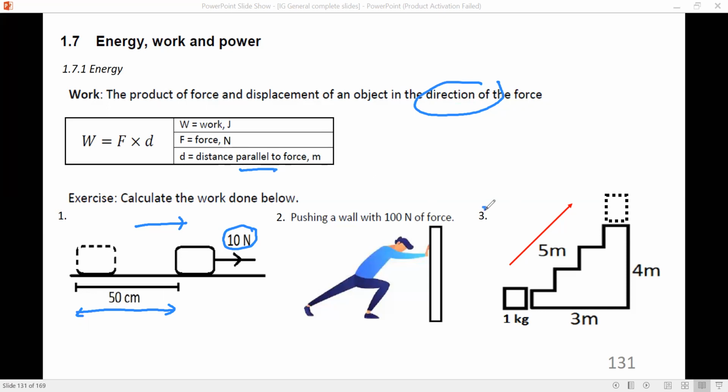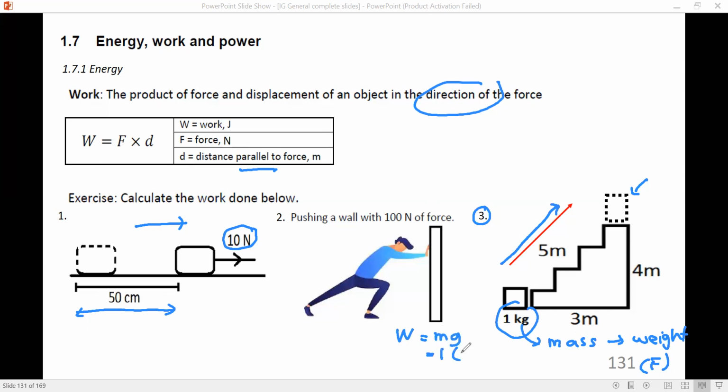If you go to question number 3, as you can see here, you pick this object up to this position. This is 1 kg, this is the mass. You change this mass to weight because you want to get the value for the force. From mass to get weight, W equals mg. Your mass is 1 kg and your gravitational acceleration is 10. So 1 times 10, you get 10, so this is actually 10 Newton.